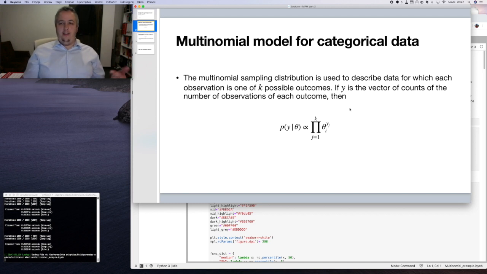So vector y is a vector of counts of observations of each outcome, and thetas are probabilities, and of course in Bayesian context, we are usually interested in estimating the probabilities or predicting possible events. So we'll be interested in the posterior distribution of theta, and we'll be interested in predicted distribution for y's.